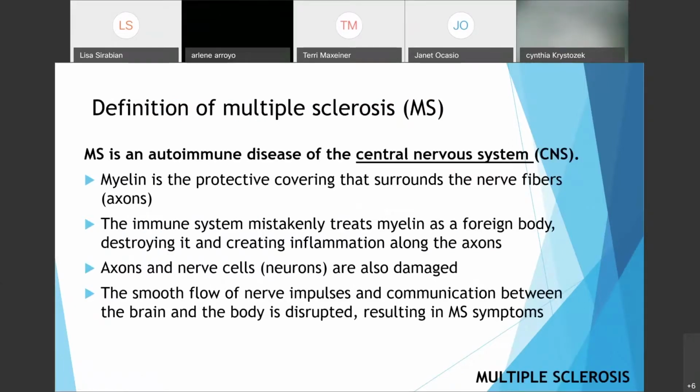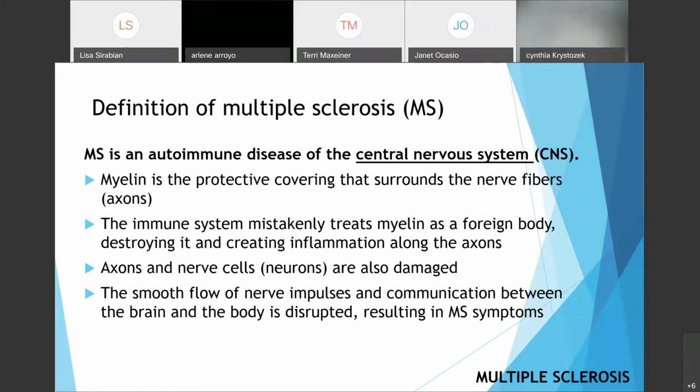Okay, moving on to talk a little bit about multiple sclerosis, or MS. MS is an autoimmune disease of the central nervous system. What is happening is that the actual neurons are being attacked. The specific part being attacked is the myelin sheath, which is supposed to be a protective coating for the axons. The immune system mistakenly treats that myelin as if it's a foreign body and begins to destroy it. As it does so, it creates inflammation along the axon, and then the axons themselves become damaged, the nerve cells become damaged as well.